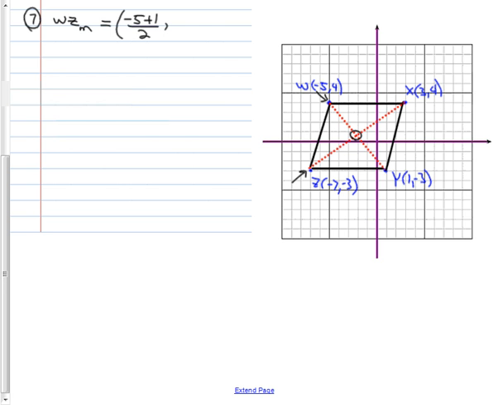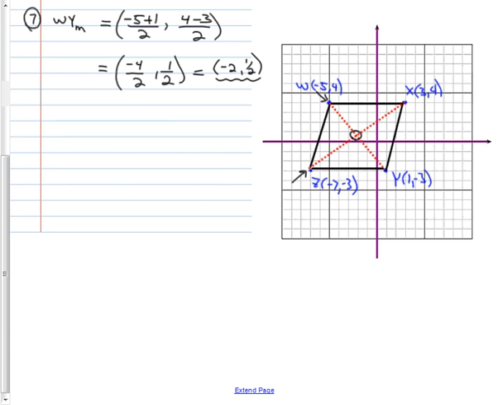We'll take the y's, 4 plus a negative 3, which would be 4 minus 3, and we'll divide by 2. And we will get the midpoint for the y, for the WY. I said the wrong letter up here, didn't I? WY, midpoint. Let's see, negative 5 plus 1, that's negative 4 over 2. 4 minus 3 is 1 over 2. That reduces to negative 2, comma 1/2. There's the midpoint of the diagonal WY.